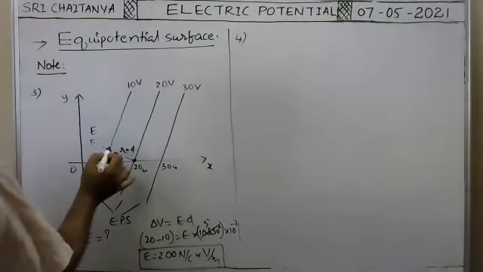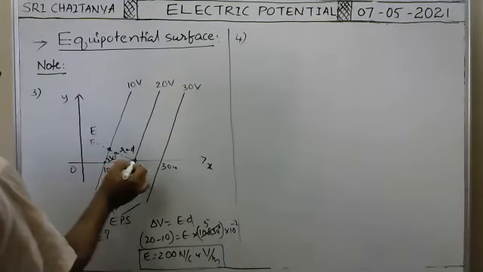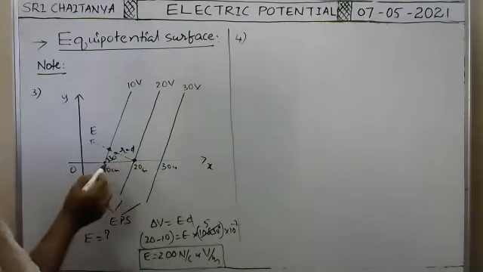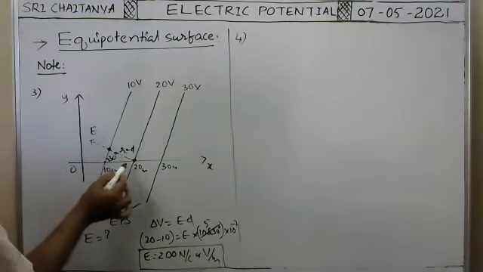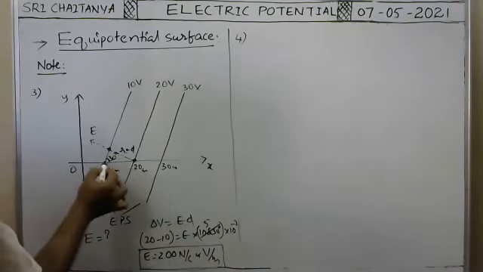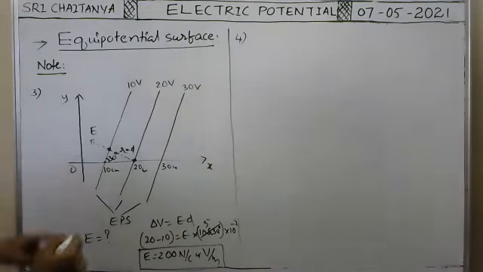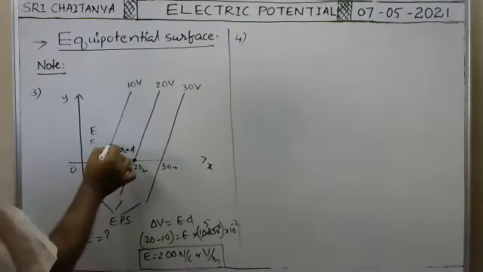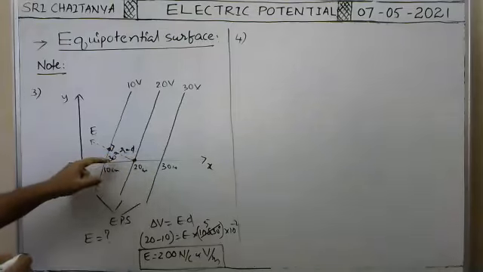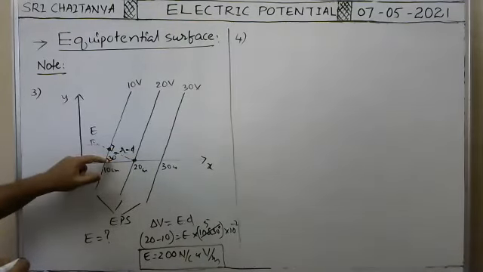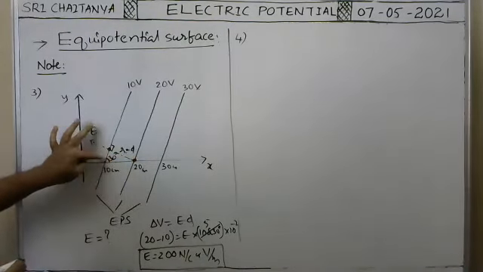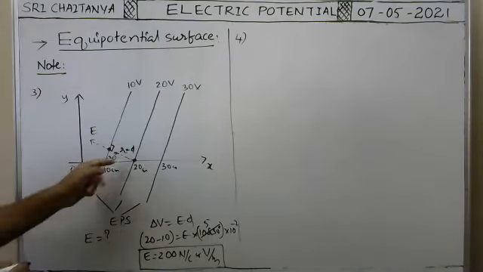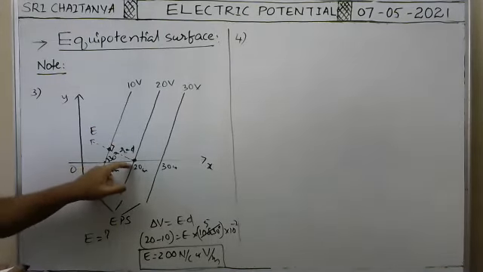The perpendicular distance between two equipotential surfaces means this one. What is this length? Here 20, here 10. So this length is equal to 10 centimeter. In this right angle triangle, because it is 90, if it is 10 and the angle is 30, then what about this length? Sin 30 is equal to opposite, that means d, by hypotenuse, which is 10.